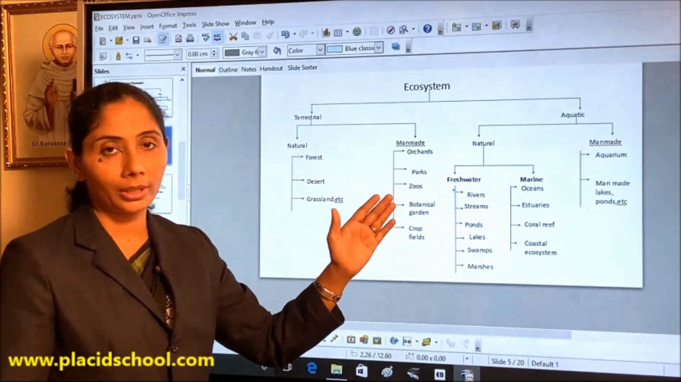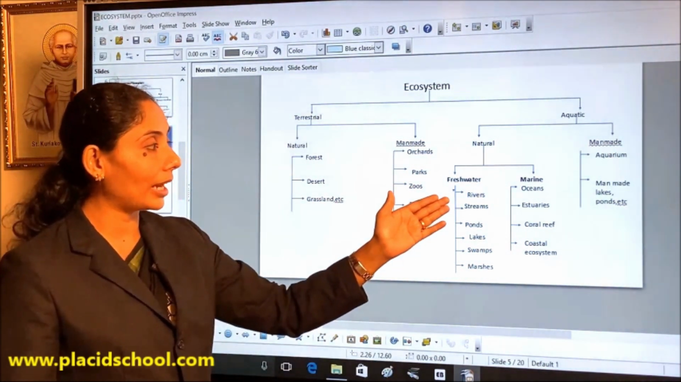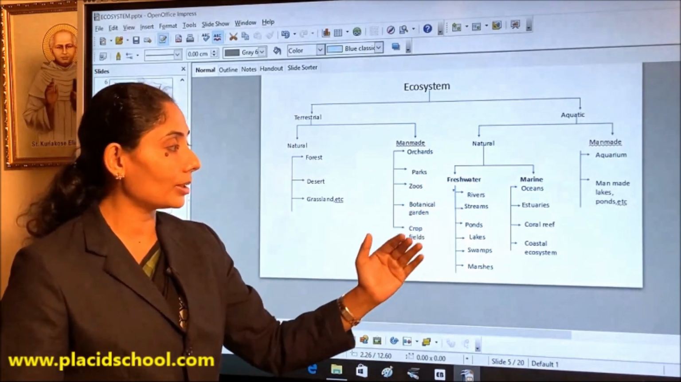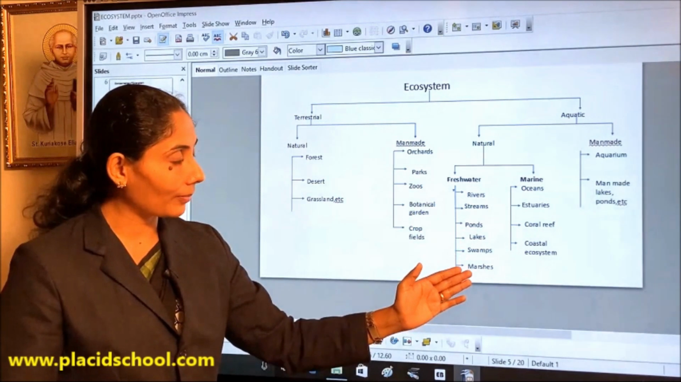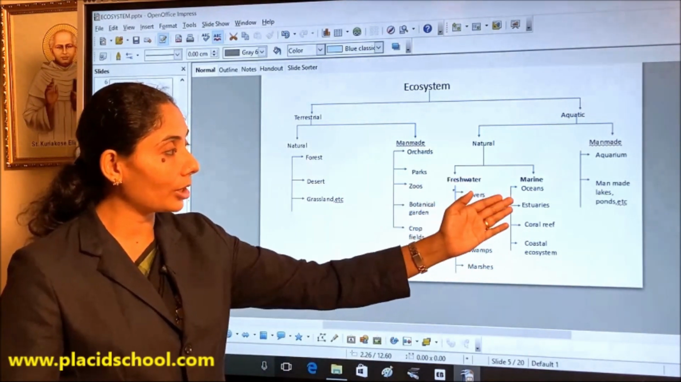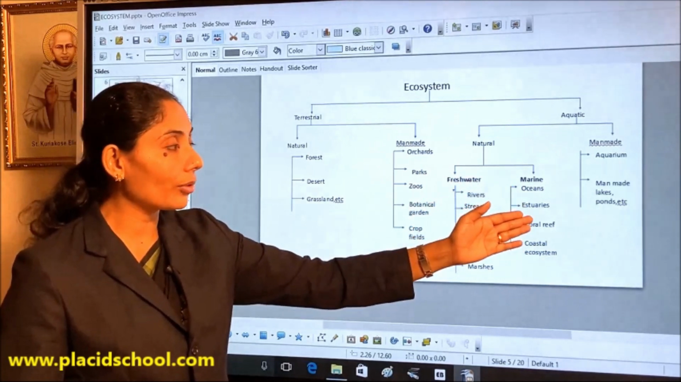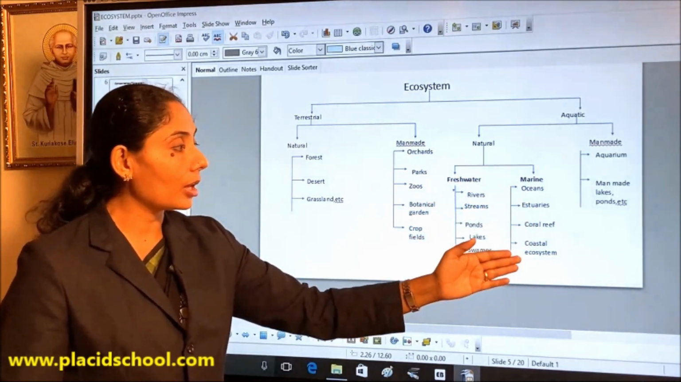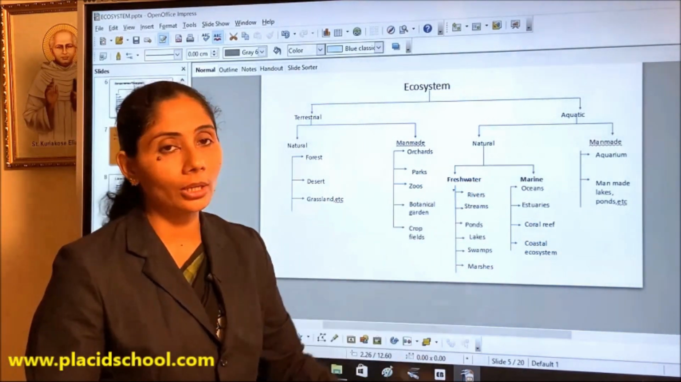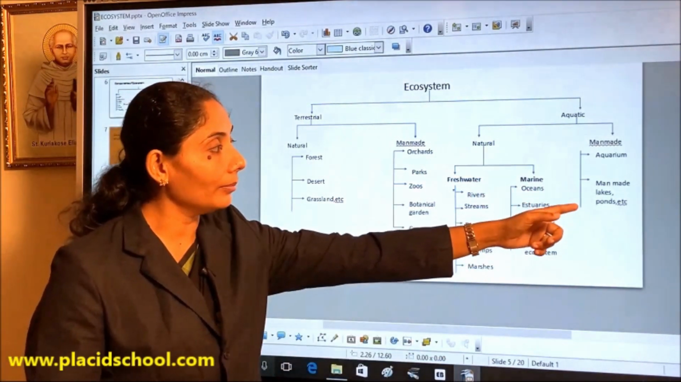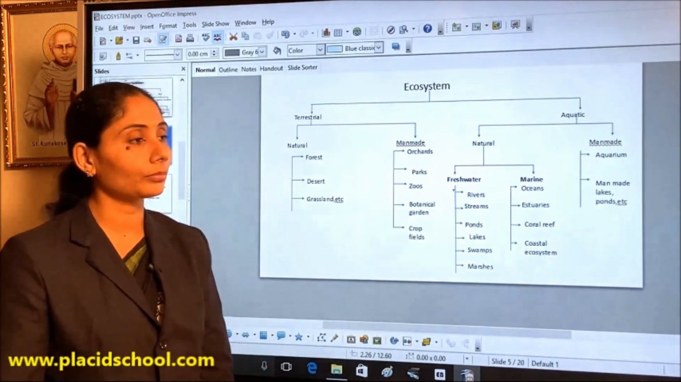Under freshwater, you have the following types of ecosystems: rivers, streams, ponds, lakes, swamps and marshes. Under marine ecosystem, you have different sorts of ecosystems here: oceans, estuaries, coral reefs, coastal ecosystems. And then for aquatic, man-made ecosystems are aquariums, likewise man-made lakes as well as ponds are also there.